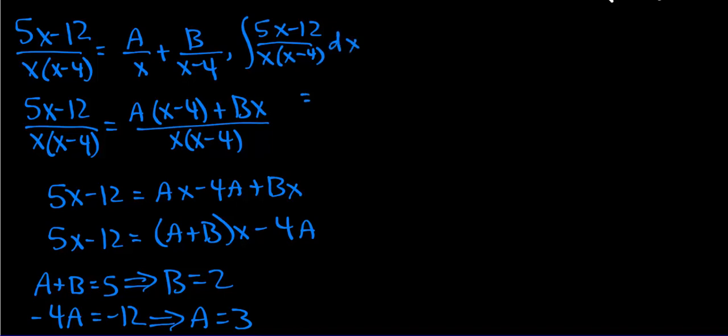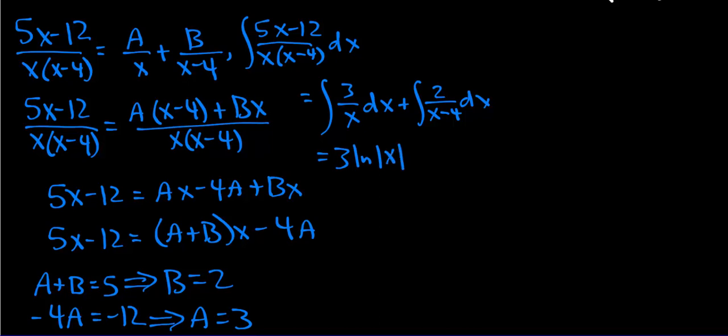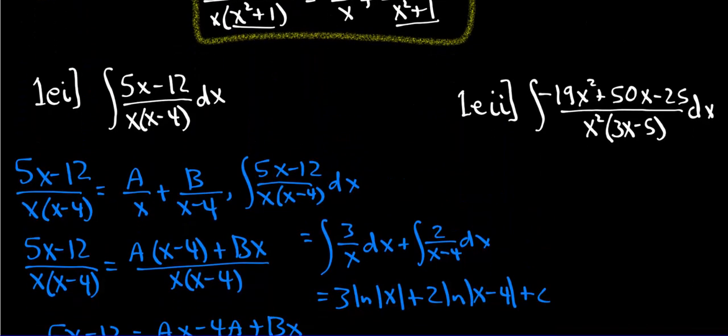Now I can rewrite that this way. A, which was 3, so I've got 3 over x plus 2 over x minus 4. So here we go: 3 log x plus 2 log (x minus 4). And you could play around with the properties of logs if you wanted to, and make the answer look a little different.